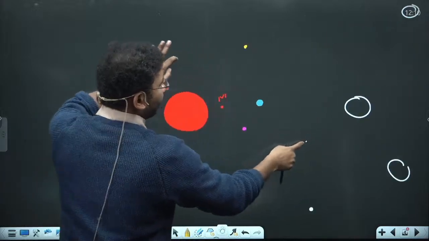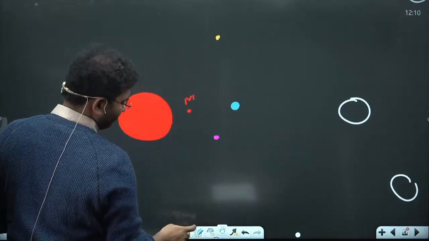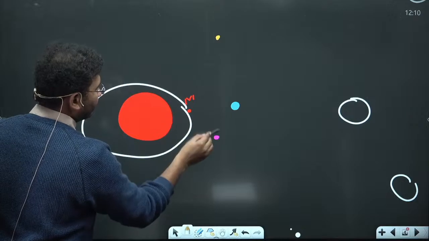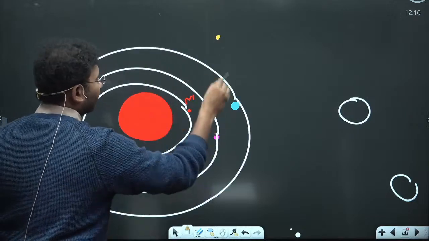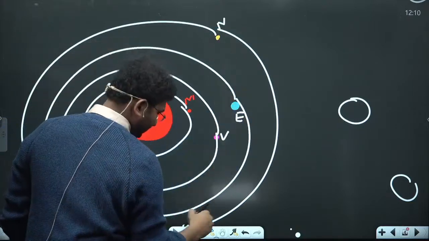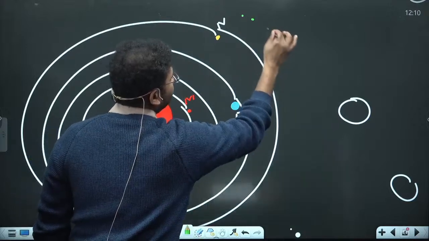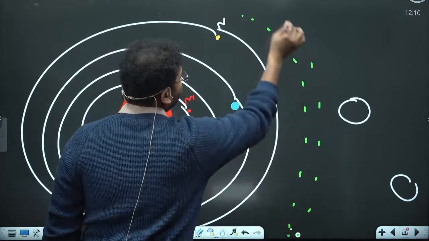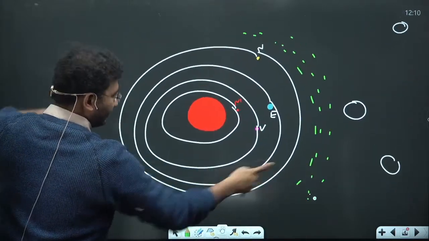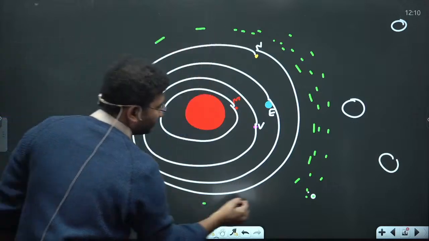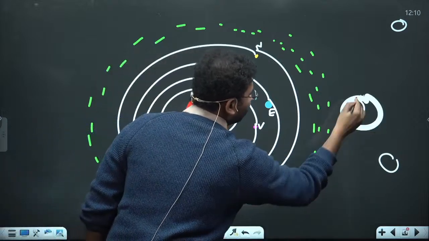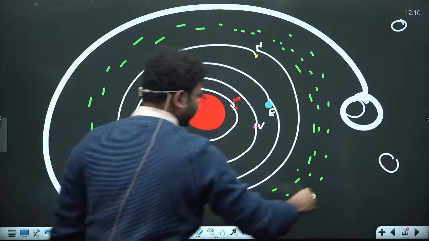So look here, your asteroid belt is actually present between, just give me a minute, this is one orbit, this is another orbit, तीसरा orbit, now here you will find the asteroids. इसका मतलब ये है, ये जो asteroids हैं, they are present all across this orbit. और ये आपका Jupiter बन गया, right? So this is Jupiter's orbit.